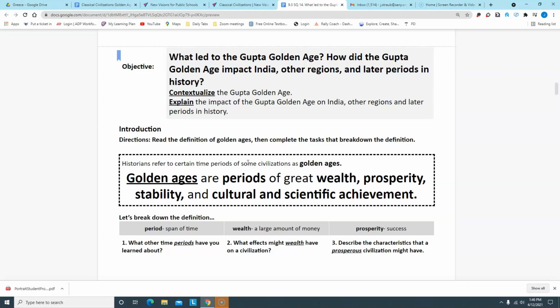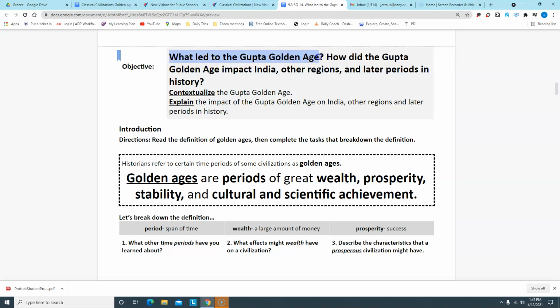So first, we have to ask ourselves and answer the question, what is a Golden Age? And why are they important to us? Why do we need to learn about Golden Ages? So we're going to get started here. Our objective for this lesson, or your goal, is to answer this question: What led to the Gupta Golden Age?